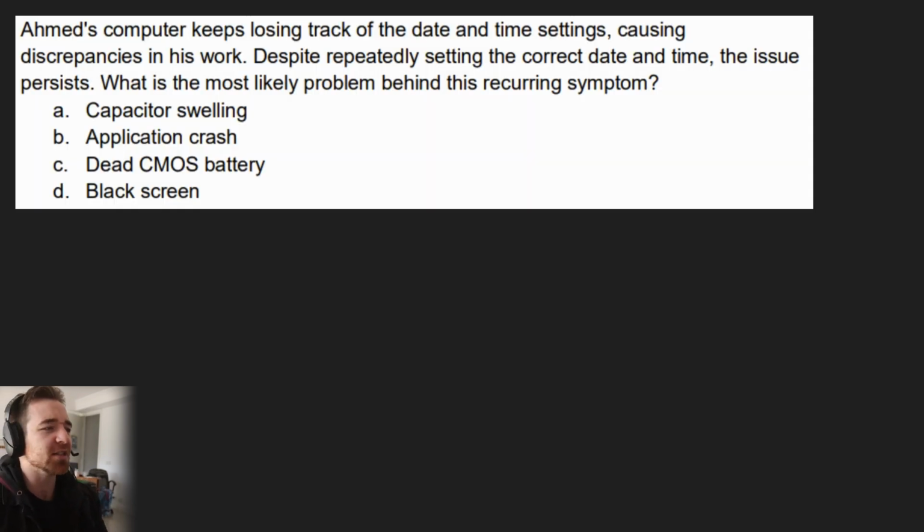Let's go. The question reads, Ahmed's computer keeps losing track of the date and time settings, causing discrepancies in his work. Despite repeatedly setting the correct date and time, the issue persists. What is the most likely problem behind this recurring symptom? A. Capacitor swelling. B. Application crash. C. Dead CMOS battery. Or D. Black screen. I'll take a sip, and if you need to pause the video, go ahead, then we'll get to the answer.